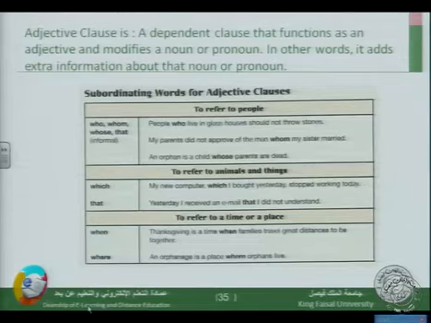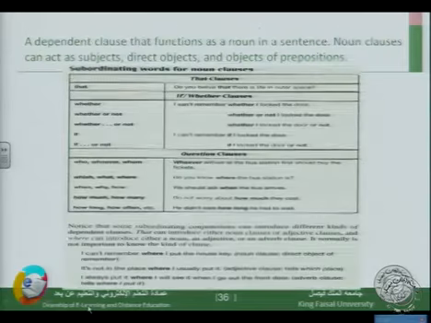Also, we have talked about adjective clauses, and we said that it is a dependent clause that functions as an adjective and modifies a noun or a pronoun. In other words, it adds extra information about that noun or pronoun. And here we have a list of subordinating words for adjective clauses, and we have discussed most of these subordinating words in the class before the last class.